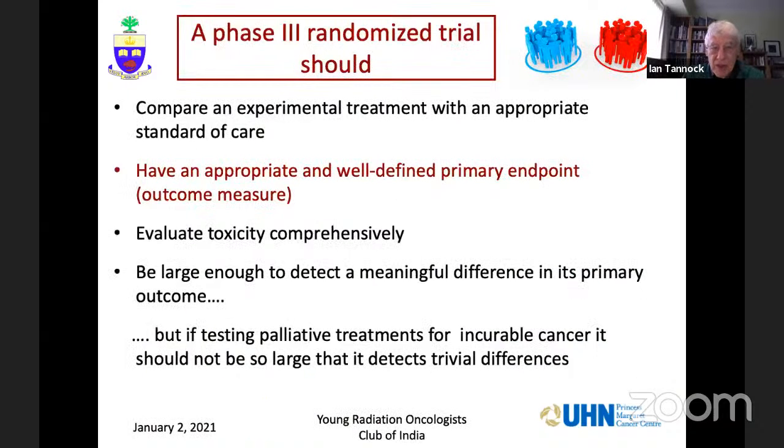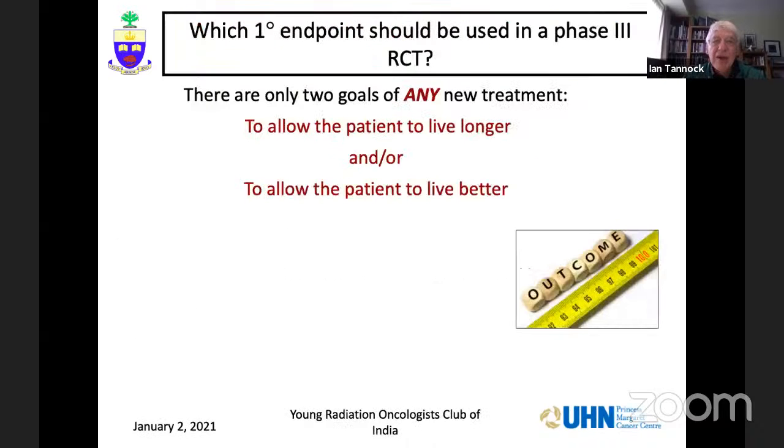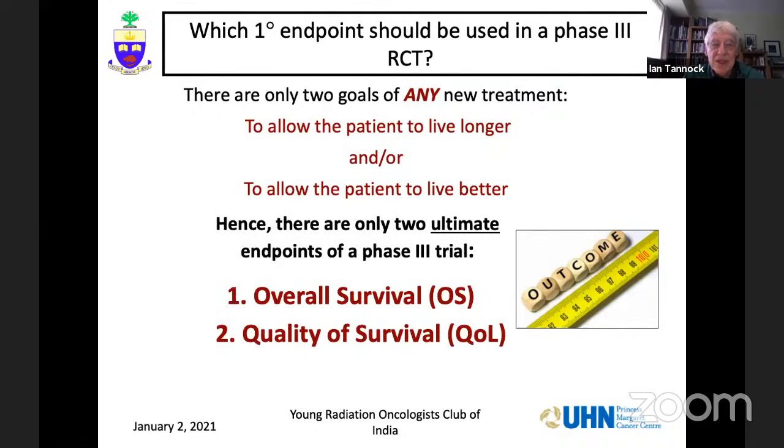What about endpoints or outcome measures? Now, whatever type of physician you are, most of you are radiation oncologists, you can be medical oncologists, you can be surgeons, you can be cardiologists, there are actually only two goals of any new treatment. And those are either to allow the patient to live longer, to improve survival, and or to allow the patient to live better. Those are the two goals of everything we do in medicine. So the ultimate endpoints for a phase 3 trial are overall survival and quality of life.